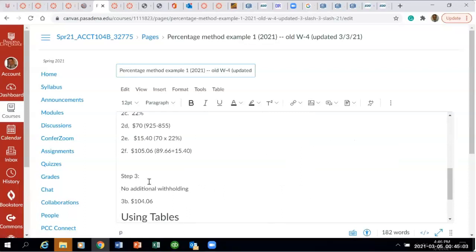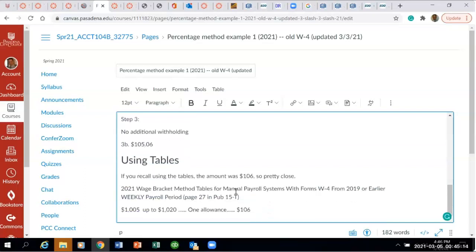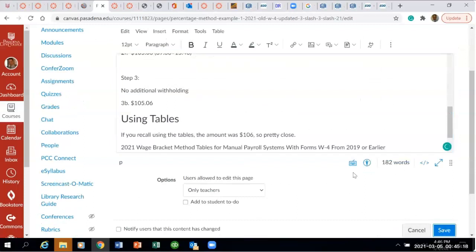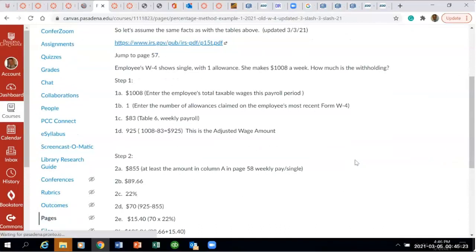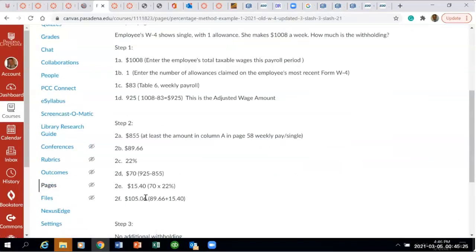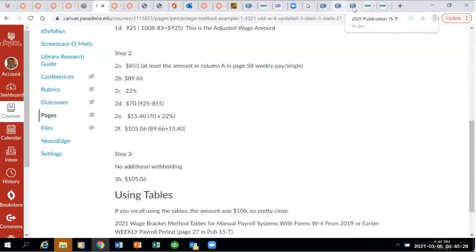In step 3, is there any additional withholding? Sometimes employee asks for additional withholding. If it's not, then it will be 105.06. Just like that, percentage method. And step 3, if you look at step 3, that's what it is.